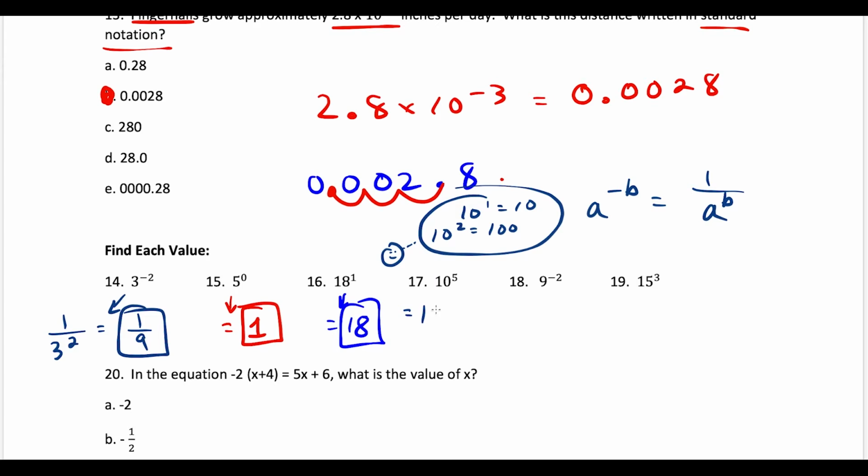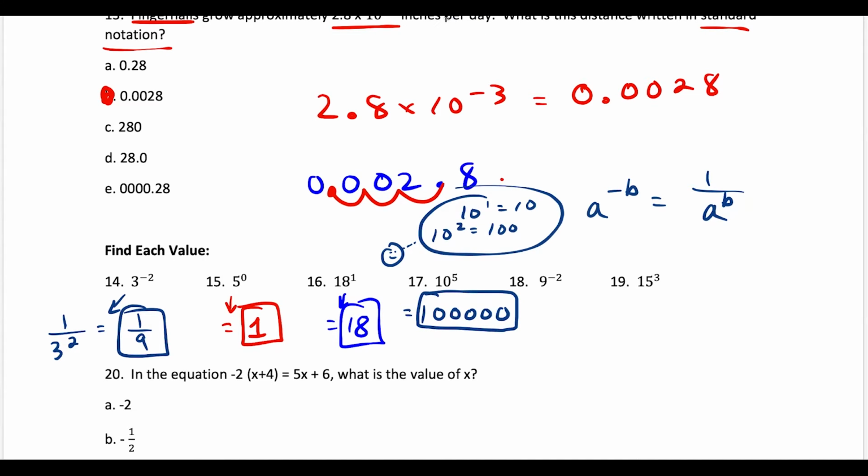And then I'm going to write 5 zeros. So I have 1, 2, 3, 4, 5. Because notice 10 to the first was just 10. That's a 1 with 1 zero. 10 to the second is 100. That's a 1 with 2 trailing zeros. So 10 to the fifth is a 1 with 5 trailing zeros. So that's our solution to 17.